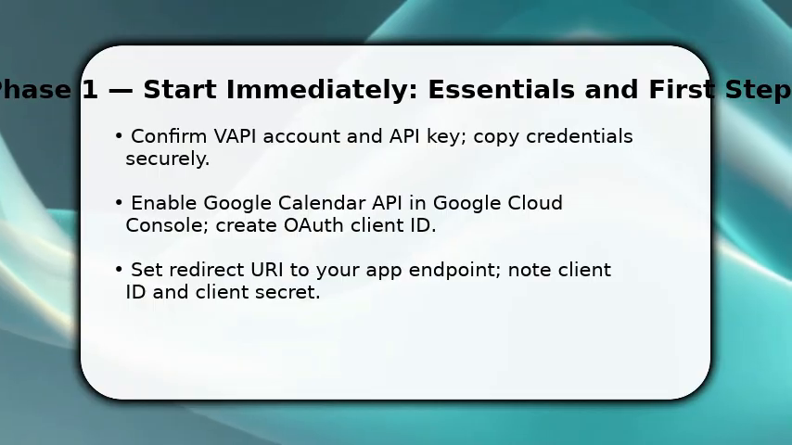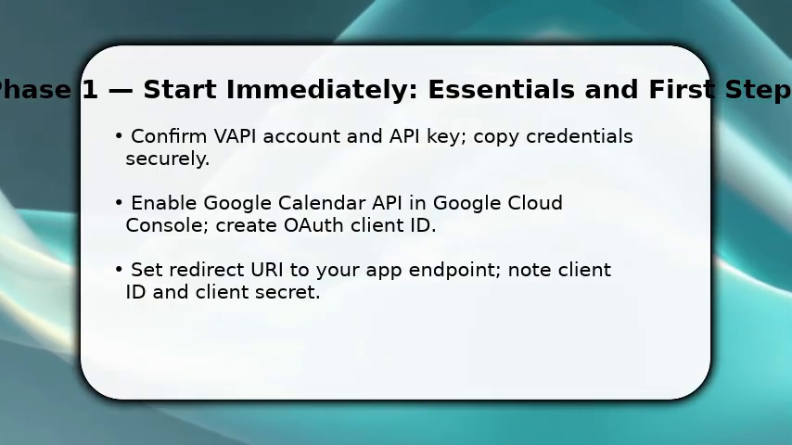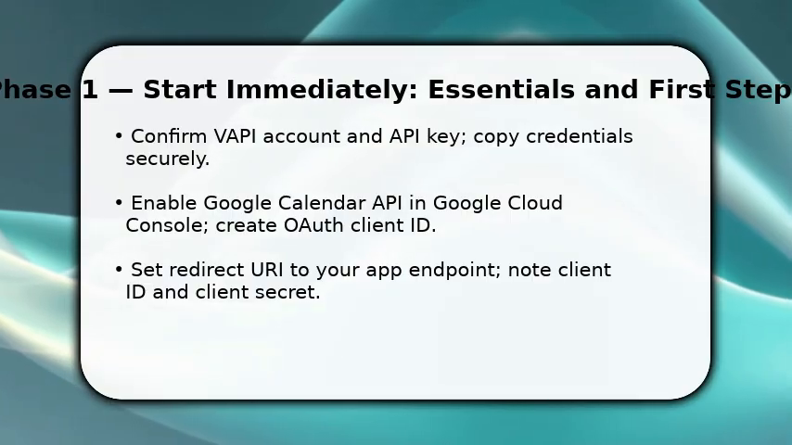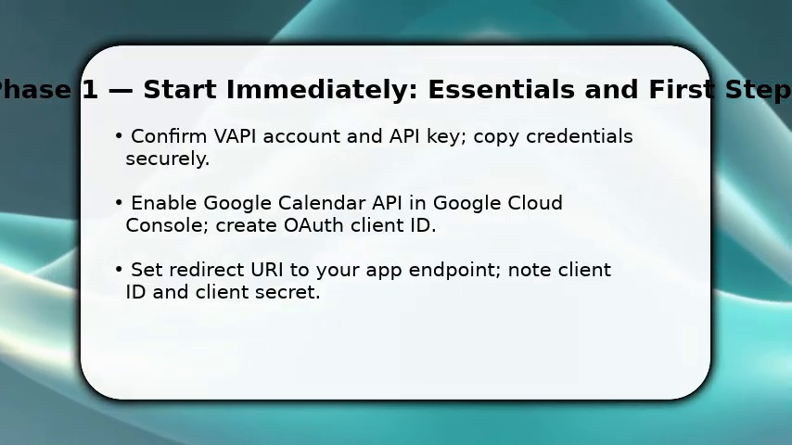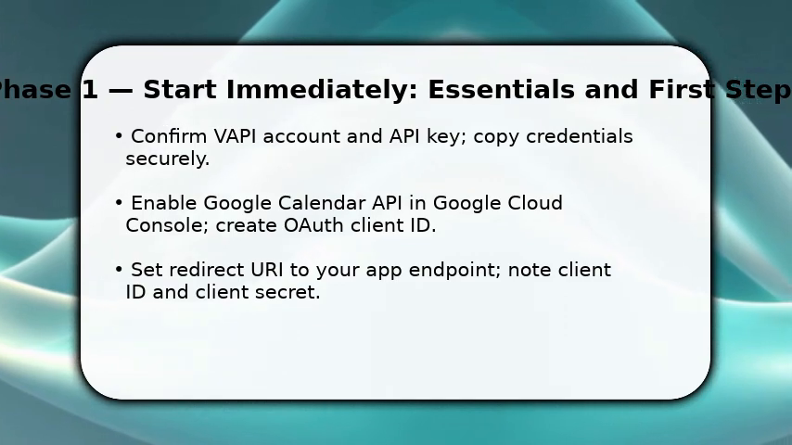Make sure to store Vapi API keys alongside those values so your server can authenticate both services. This reduces friction when you move to token exchange and webhooks.